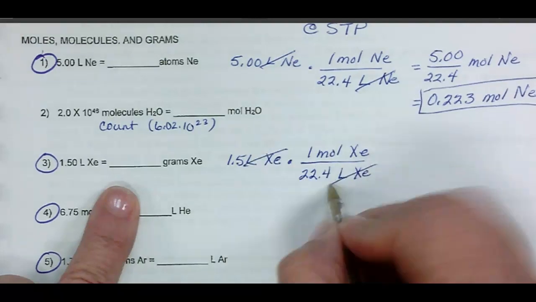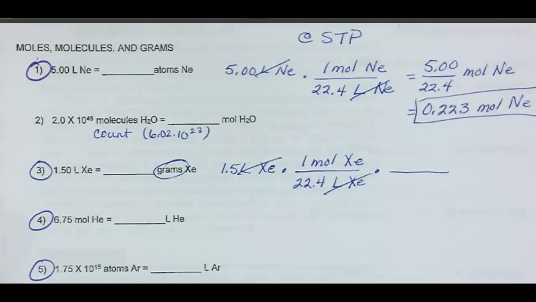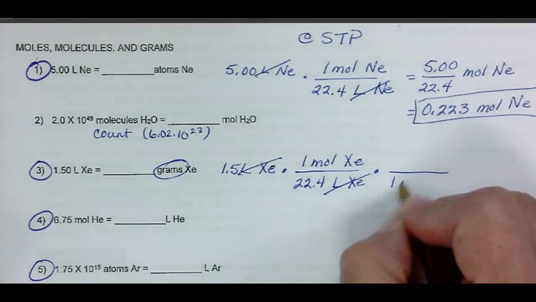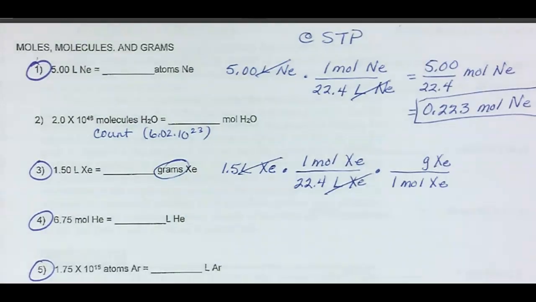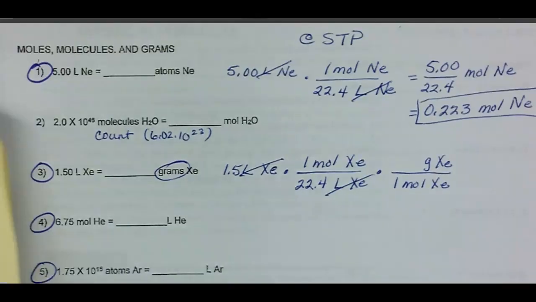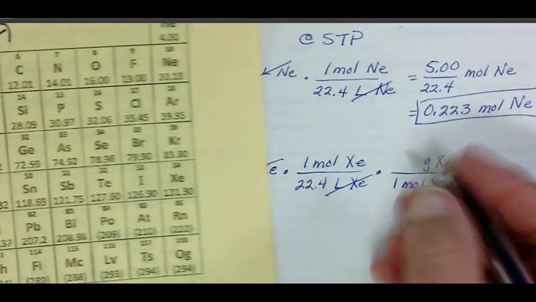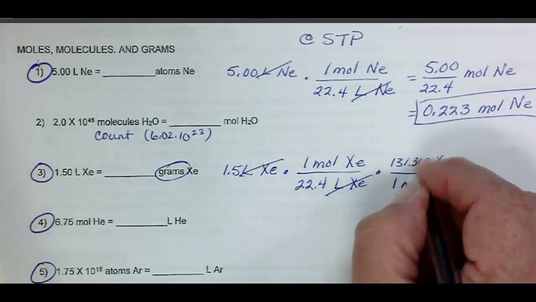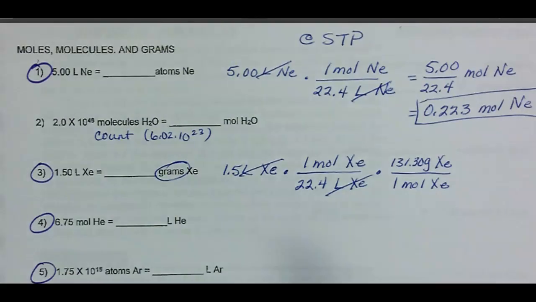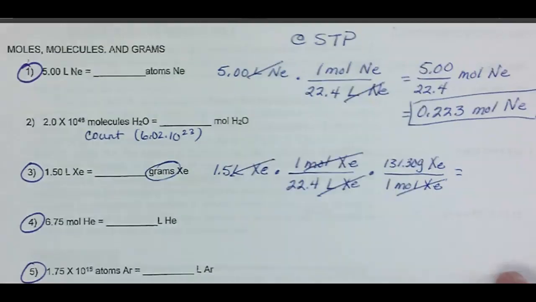Those are going to cancel. Now, here's where we add in what we've been doing, because it's not asking for moles, it's asking for grams. So here's my mole to gram conversion. 1 mole of xenon is how many grams? That's going to my periodic table and finding xenon. This is where we're starting to use our noble gases. 131.30. Your moles are going to cancel, and there is going to be my final answer.